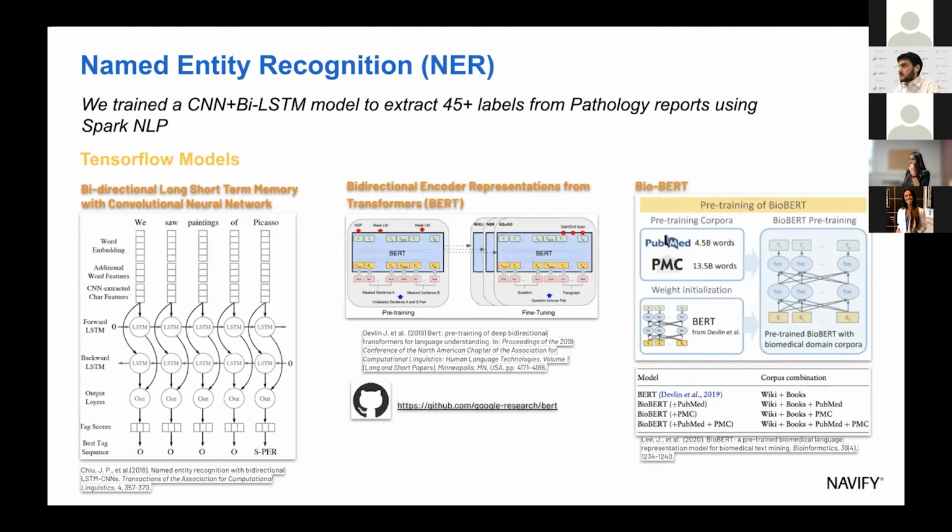BioBERT is the first domain-specific BERT-based model pre-trained on biomedical domain corpora. It used PubMed abstracts and PMC full-text articles, I think for almost 23 days on 8 NVIDIA V100 GPUs. And the work got published by Lee in 2018. So we trained our models using CNN, BiLSTM, and BERT models to extract these 45 oncology-based labels from pathology reports using Spark NLP.